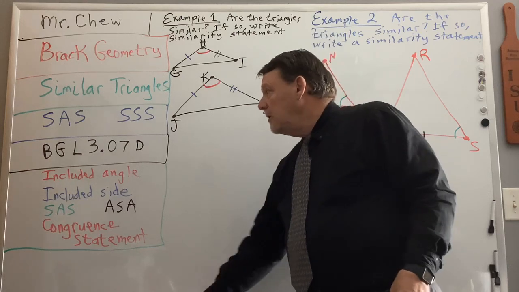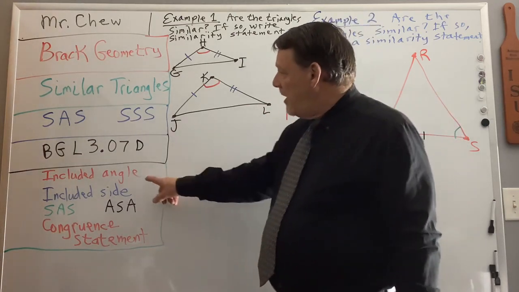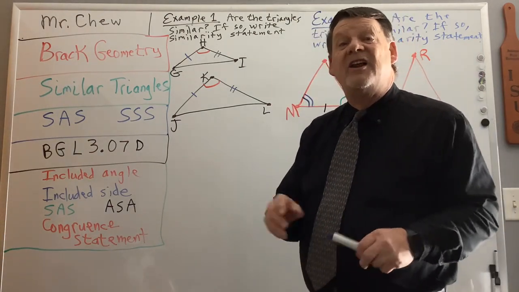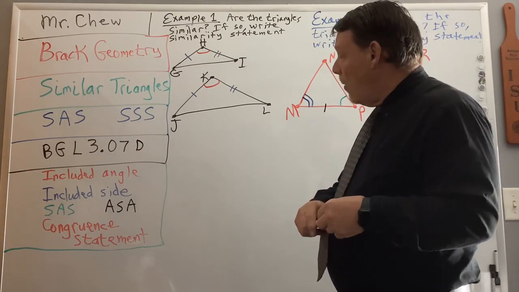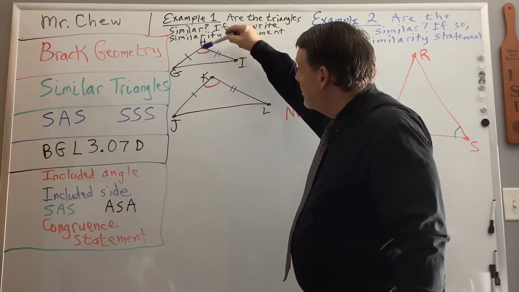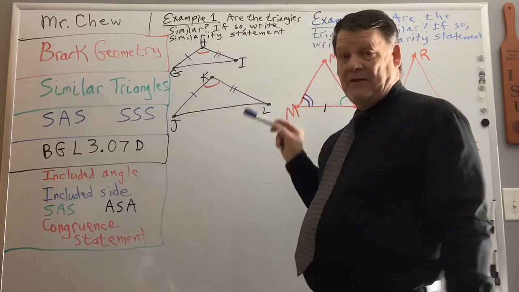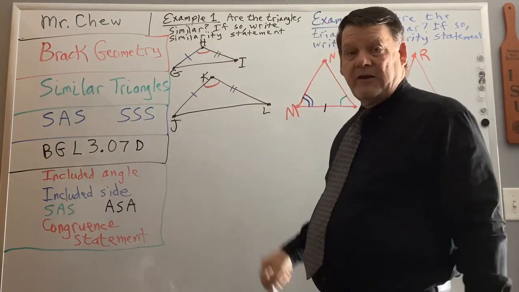So, first I have to define a couple things. An included angle is an angle that is between two sides that have been marked corresponding. So, an example of an included angle would be H is an included angle because it's between these two sides that are marked tally 1 and tally 2.